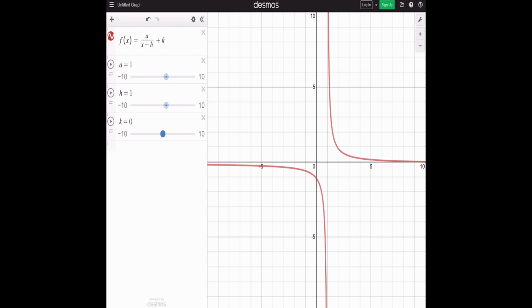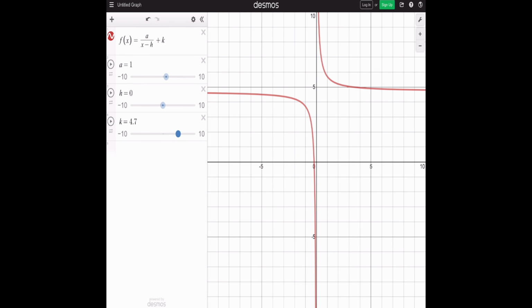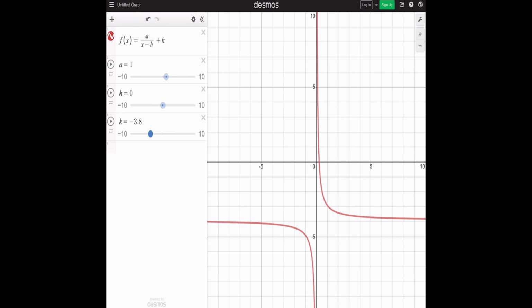And then, whoops, k is at -1. That shouldn't have been there. Okay. And so you can see, oh no, k should have been at 0. H should have been 0. Okay. And now k, same thing. Up moves it up. Down moves it down. And it moves that horizontal asymptote with it.